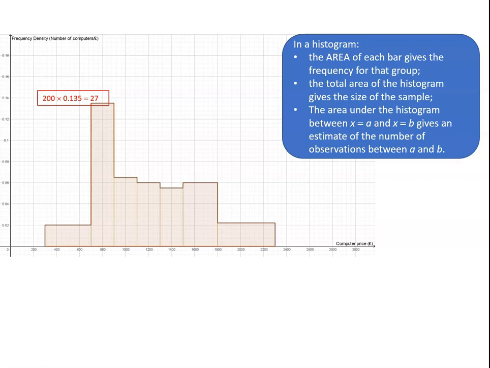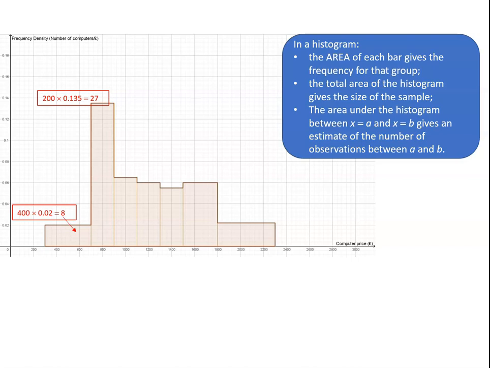So, to work out the total area of the histogram, and thus to work out the total size of the sample, we need to do a calculation of the area underneath the histogram. So the first block has a base of 400 and a height of 0.02, so we've got 400 times 0.02 is 8. The second block we've already seen has got an area of 27.